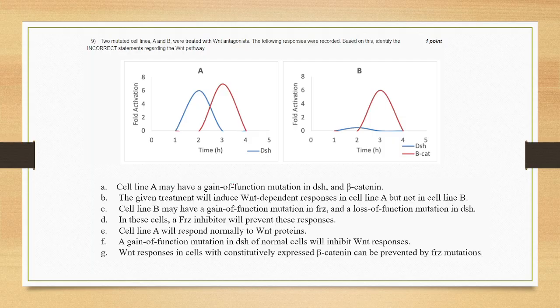Cell line A may have a gain of function mutation in Dishevelled and beta catenin. The given treatment will induce Wnt-dependent responses in cell line A but not in cell line B. Cell line B may have a gain of function mutation in Frizzled and a loss of function mutation in Dishevelled. In these cells, the Frizzled inhibitor will prevent these responses. Cell line A will respond normally to Wnt proteins. A gain of function mutation in Dishevelled of normal cells will inhibit Wnt responses. Wnt responses in cells with constitutively expressed beta catenin can be prevented by Frizzled mutations.